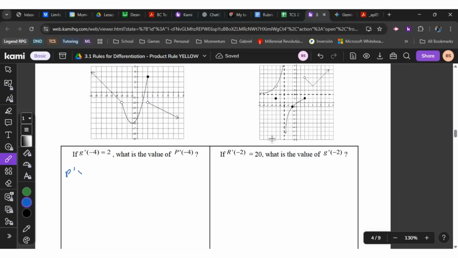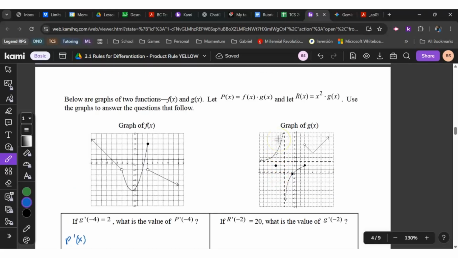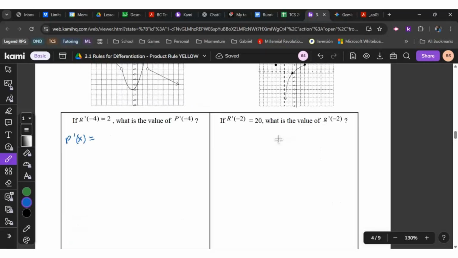So let's start by finding p prime of x, because I can't figure out p prime of a value until I know what p prime of x is. Right? I got to find that first. P is f of x times g of x. So we're basically just gonna write the definition for now. Right? It would be f prime of x, g of x, plus f of x, g prime of x. Then we're gonna use our graphs to try and figure out what these are at -4. Now, if you need to, you can go ahead and write f prime -4, g -4, etc. I don't think you need to. I think you're smarter than that.